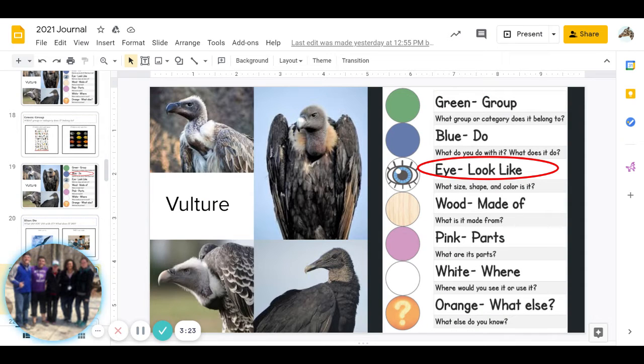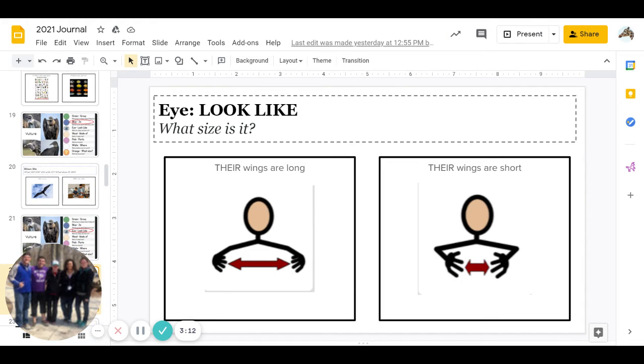Great job. And then comes eye. What does it look like? And remember, this is three different parts. What size is it? What shape is it? And what color is it? So first is, what size is it? Are their wings long, or are their wings short? Go ahead and pause to answer.